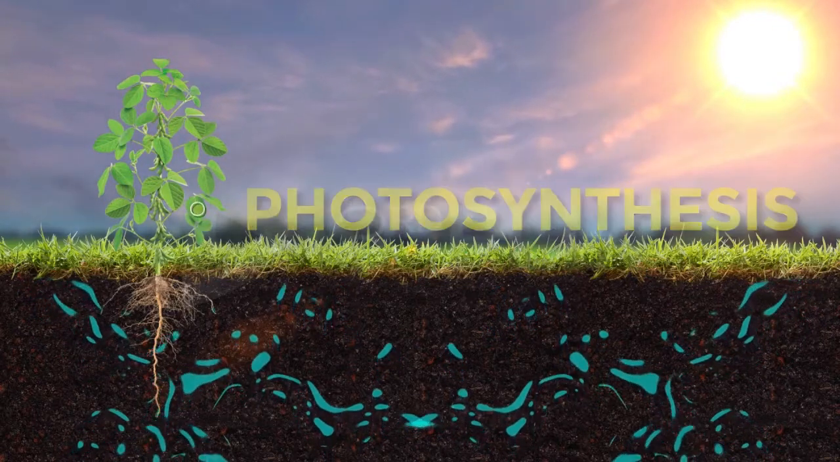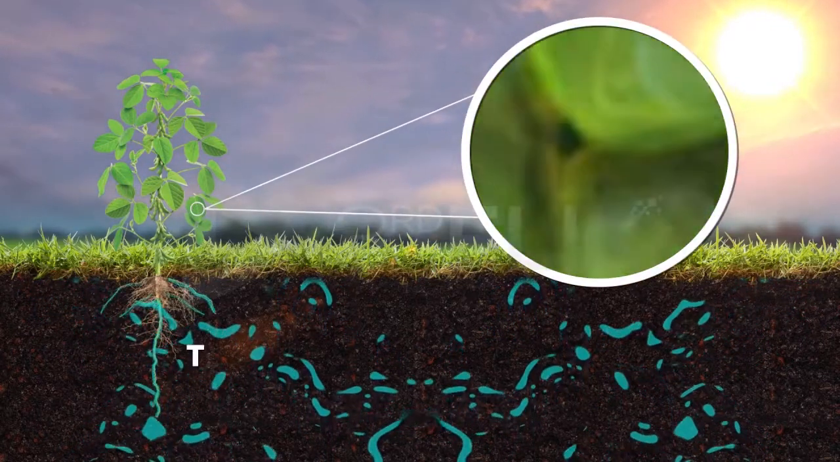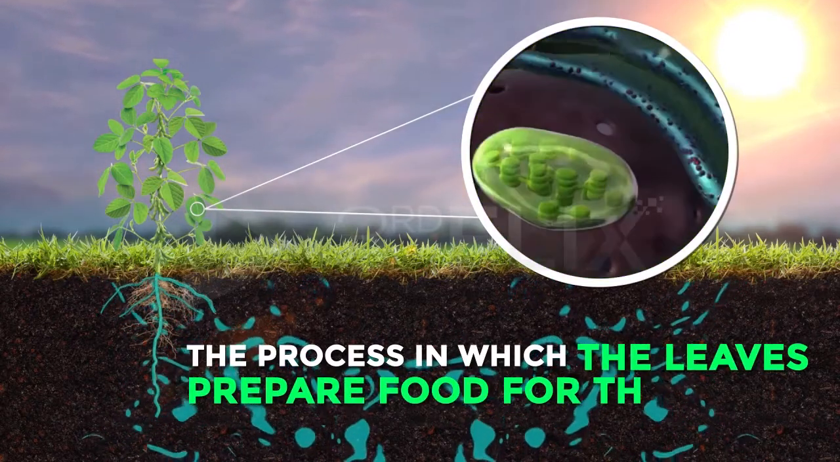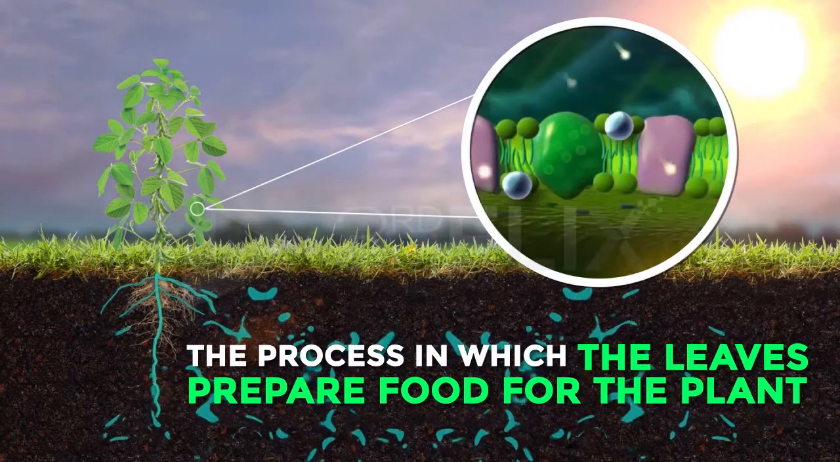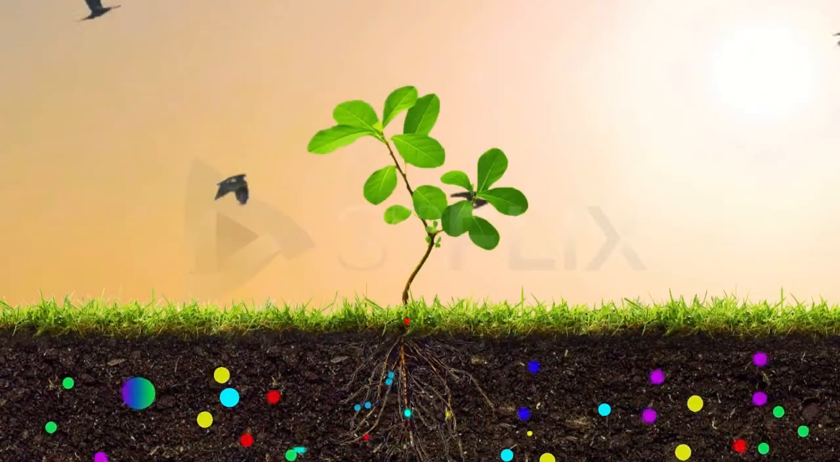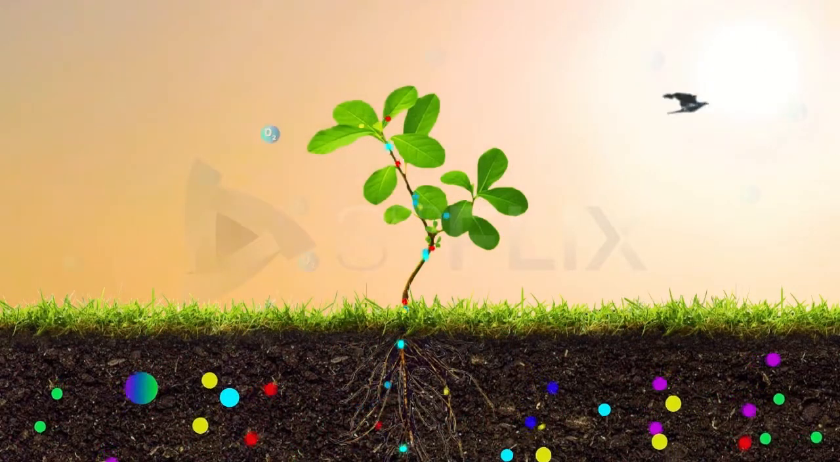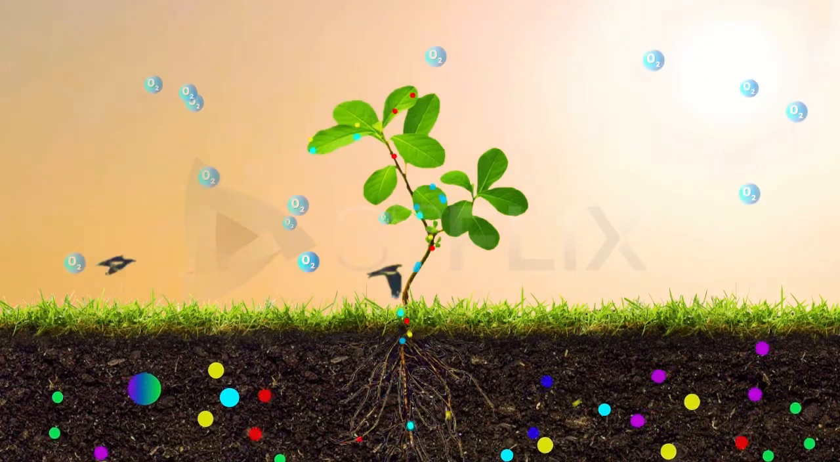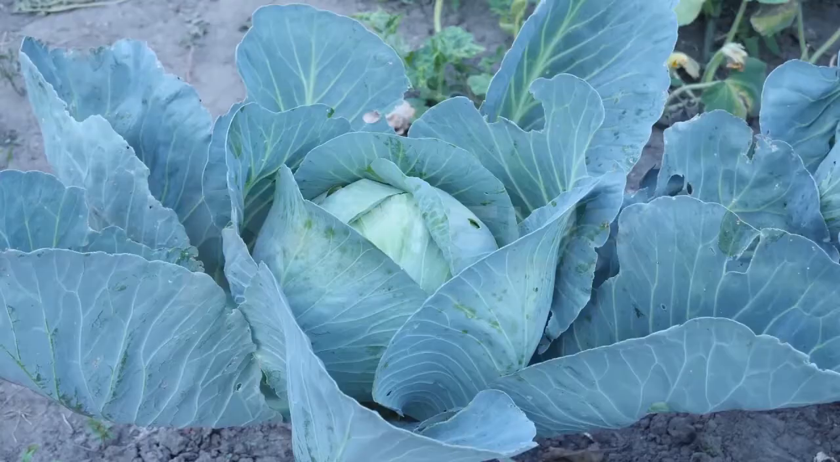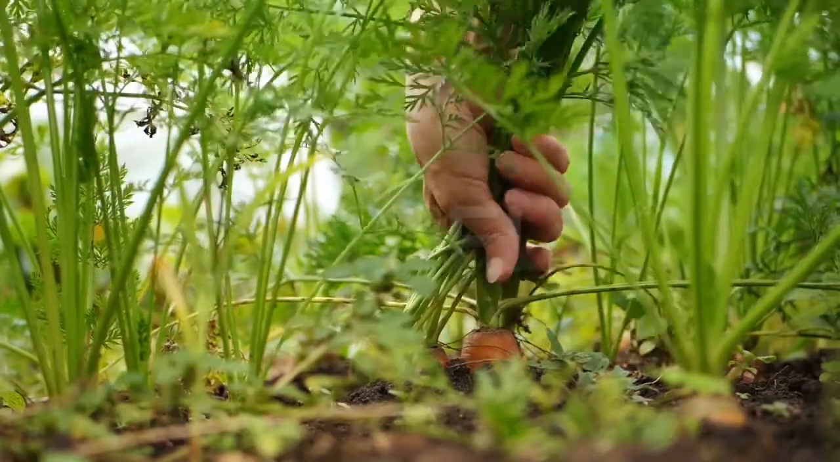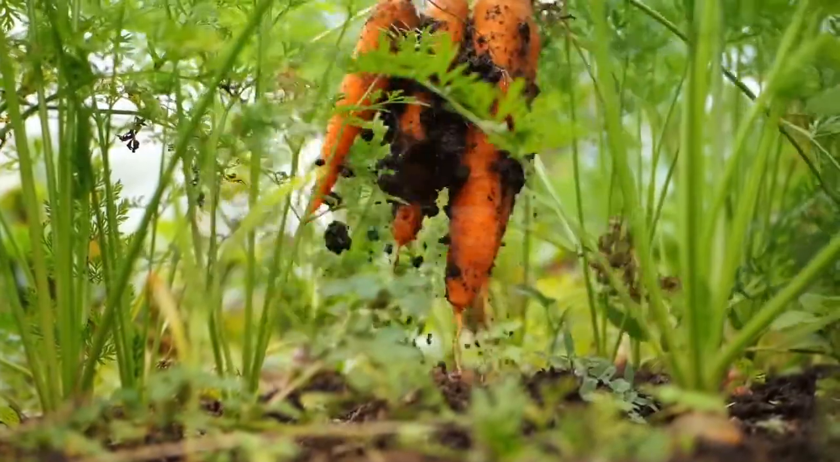Photosynthesis. Photosynthesis is the process in which the leaves prepare food for the plant, in the presence of sunlight and chlorophyll present in them. For this, they also use water and carbon dioxide. Plants also release oxygen in this process. The food prepared is stored in various parts of the plant.